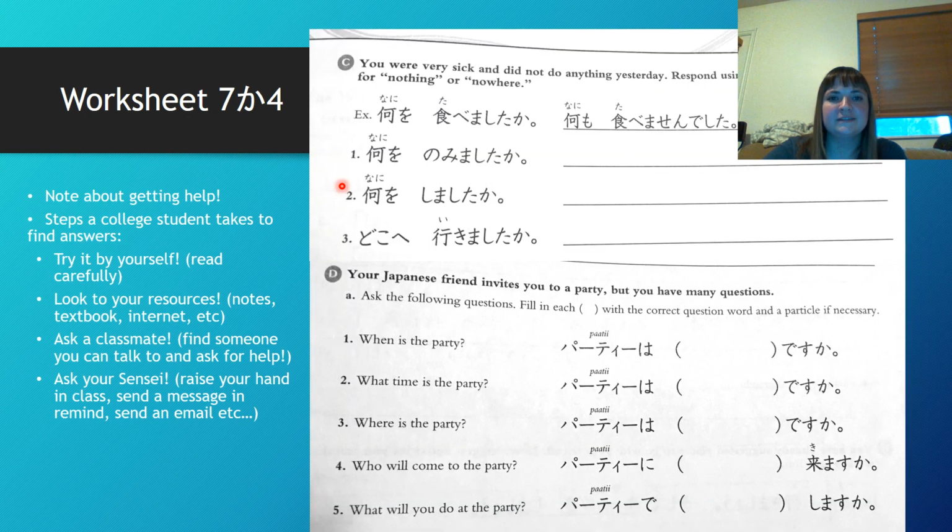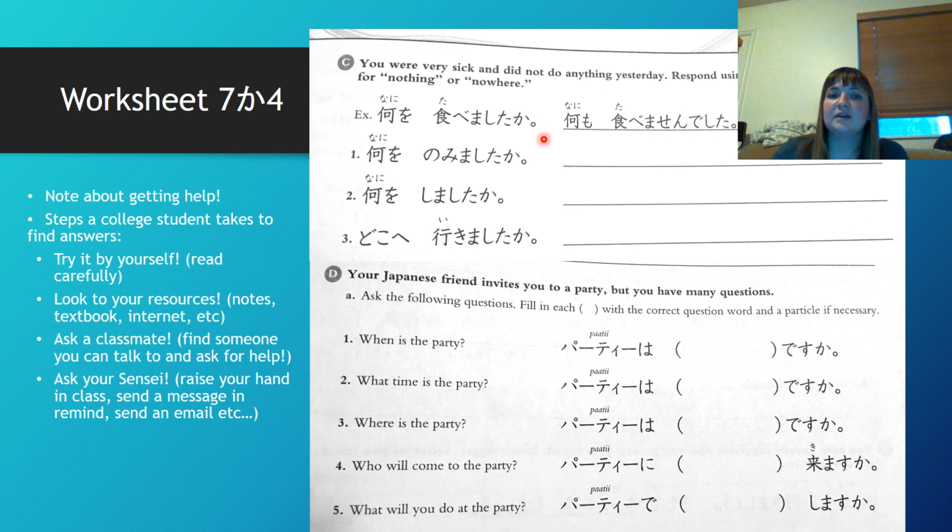Next, part C and part D. So part C, you are very sick and you did not do anything yesterday. So we're talking about yesterday, it's going to be in the past. So make sure you're writing in past tense, okay? And past tense, we're going to be negative. So it's past tense and negative, okay? Look at your first example here to help you out with that.